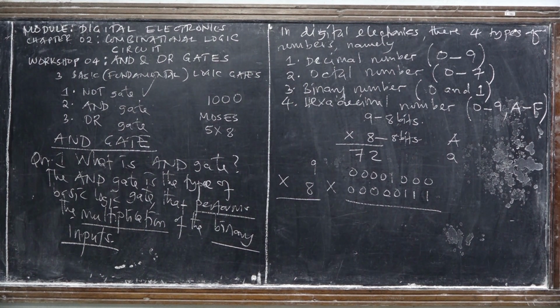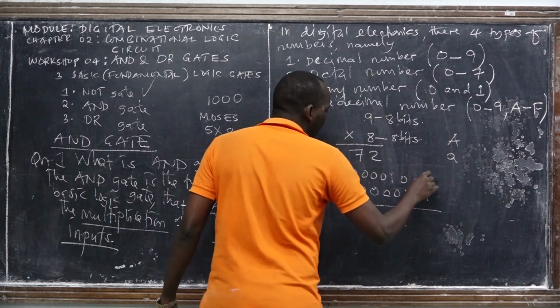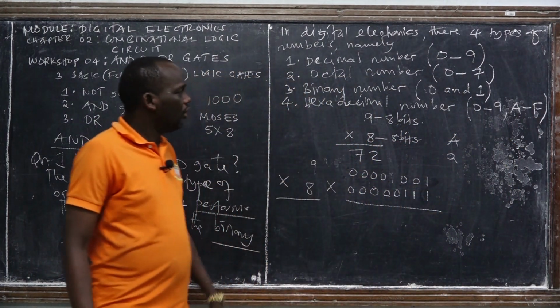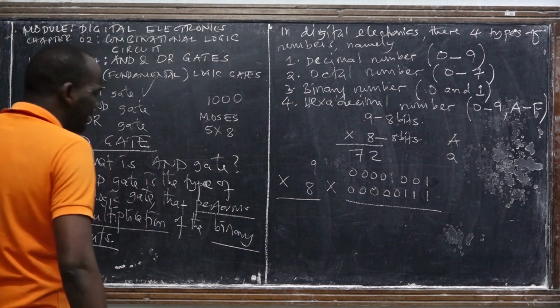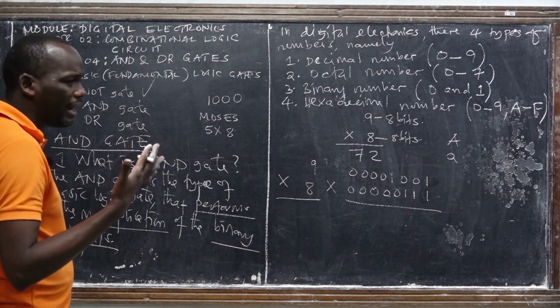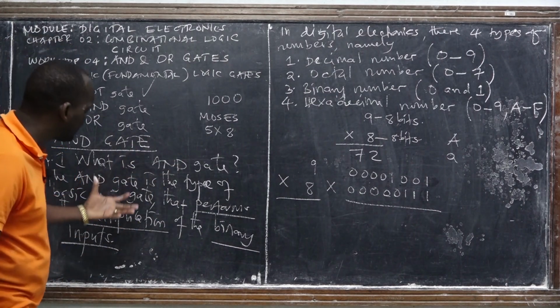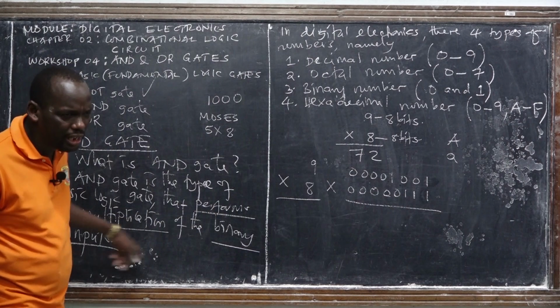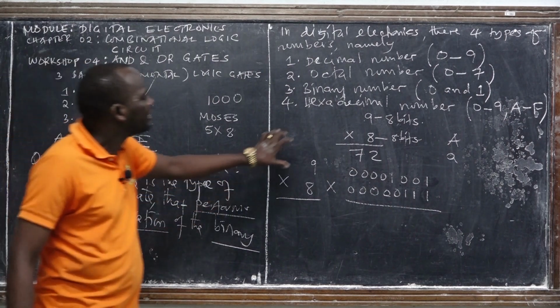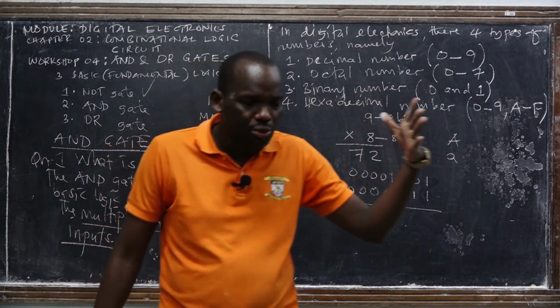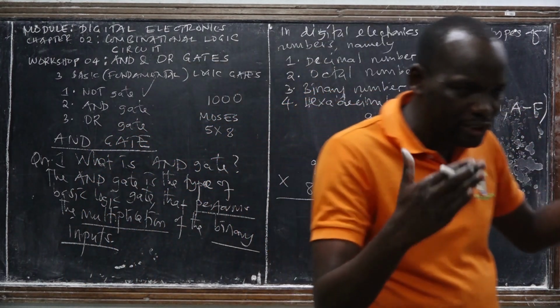Okay, so I think I made a mistake. The binary number for the 9, I forgot one here. You should not worry about whether I'm right or I'm not right. I just want to build a concept in your mind. So simply, this is a very important gate because it can perform what? Multiplication of binary inputs. So it can perform what the tables used to perform during our primary education.